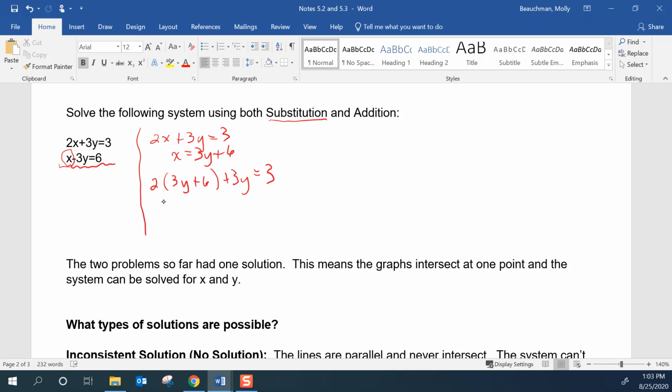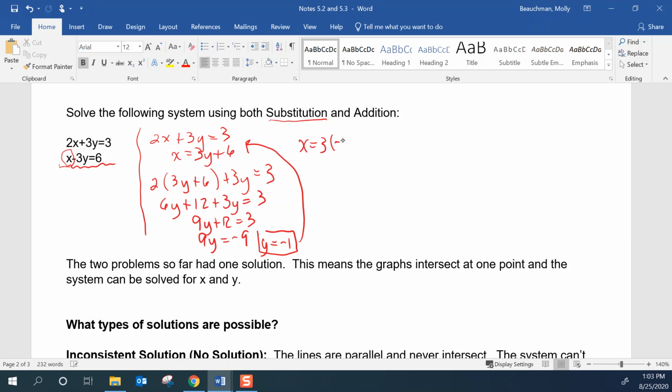Now we can solve our equation for y. Add like terms. Subtract 12 from each side. Divide both sides by 9. We get a y value of -1. Now we need to take that and substitute it back in to our equation we solved for x to figure out what the x value is. So we end up with x equals -3 plus 6. So this has one solution, the coordinate (3, -1) if we were to graph it.